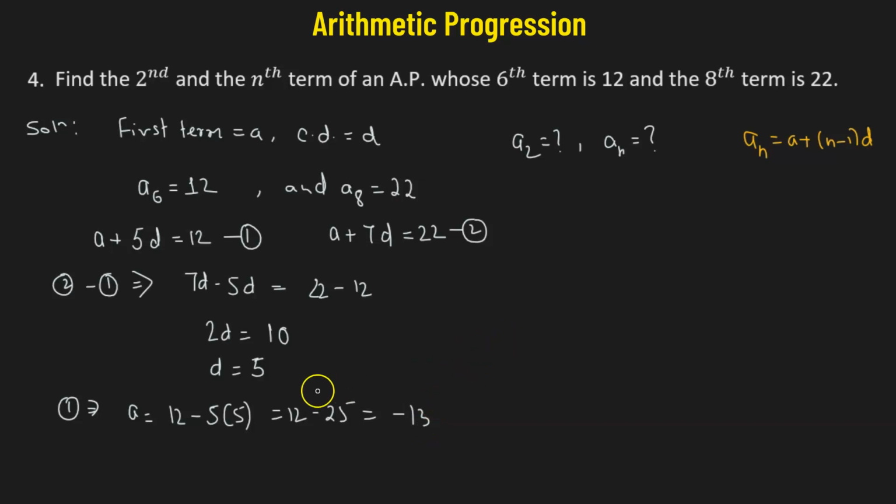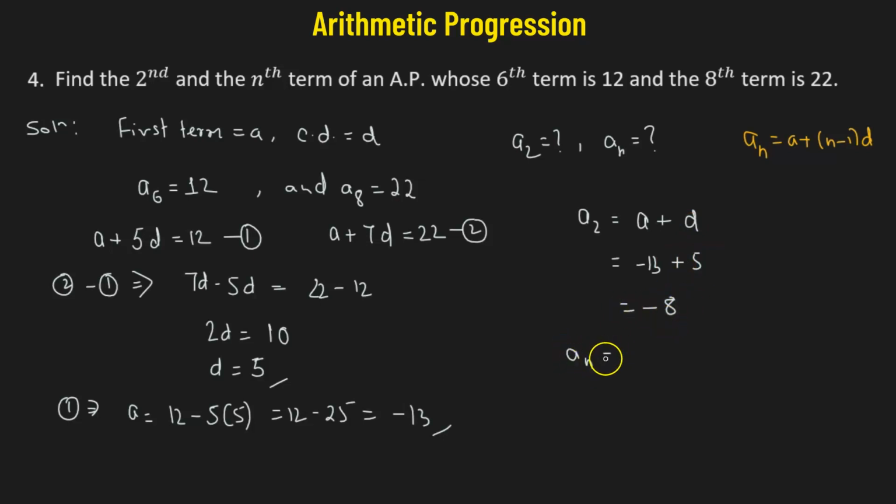Fine. So now that we have the value of the common difference as well as the first term, we can obtain our second term. So our second term will be given by a plus d, which will be equal to our a value, that's negative 13. To it, we are going to add the common difference, that is 5. That means it's going to be negative 8.